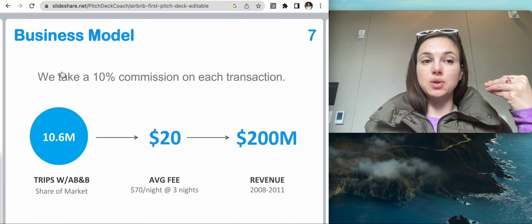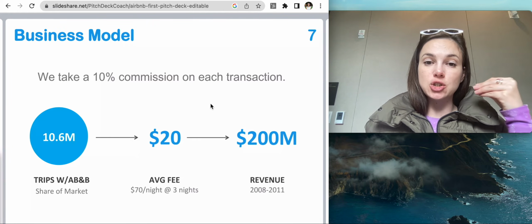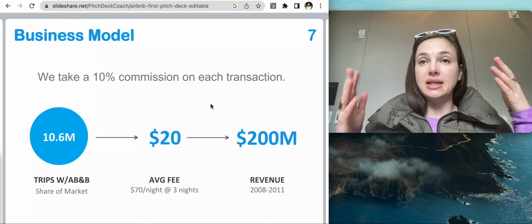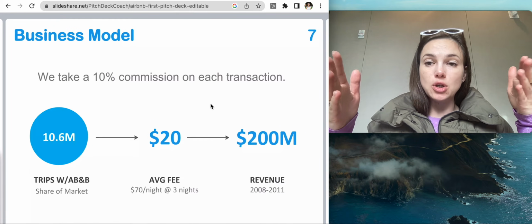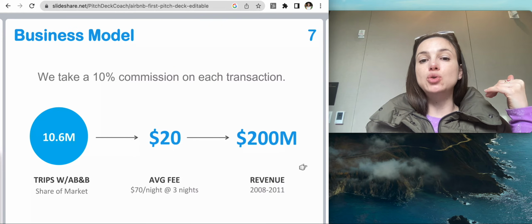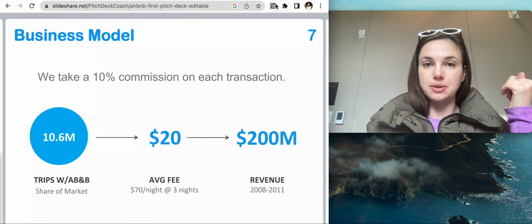What's the business model? They say they will take 10% commission from each transaction. So when people rent an apartment, 90% goes to the host and 10% to Airbnb. And they can show you the market size again by using this business model calculation.